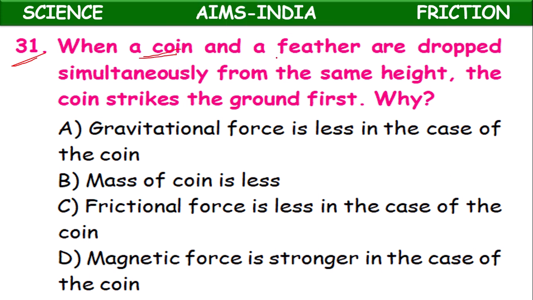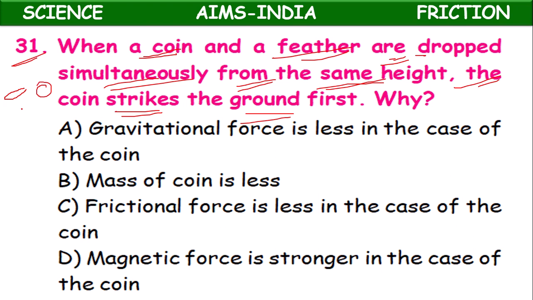When a coin and a feather are dropped simultaneously from the same height, the coin strikes the ground first. Means when we drop a feather and a coin from the same height, the coin will reach the ground first compared to the feather. So why? What is the reason?